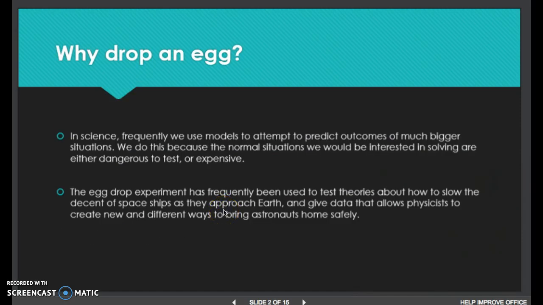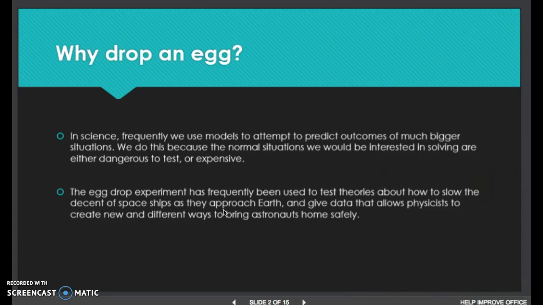Why are we dropping eggs is a good question. In science, we frequently use models to predict outcomes of much larger situations, because those situations would not be impossible, but infeasible, kind of silly to test. So, big, expensive, dangerous. For instance, the egg drop is an experiment that physicists have been using to test how spaceships descend as they approach Earth.